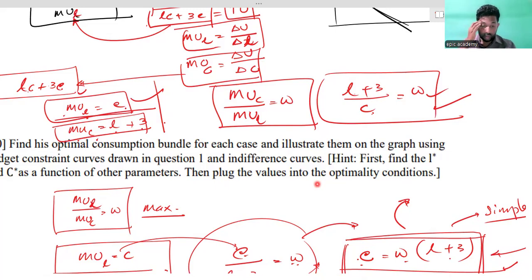It is for the three cases, isn't it? Yes, it's okay. We already calculated only one case, case number 1. After calculating case number 2 or 3, you can take the bundles for L and C.